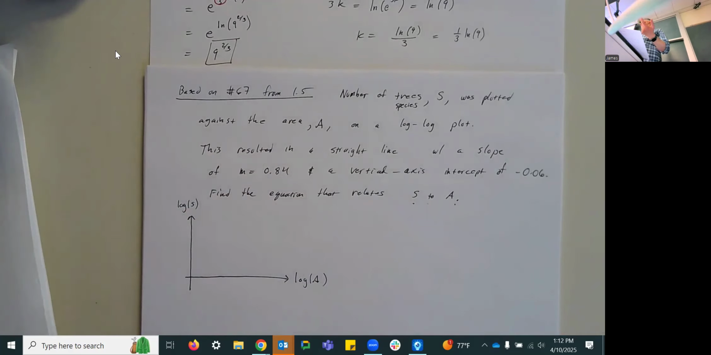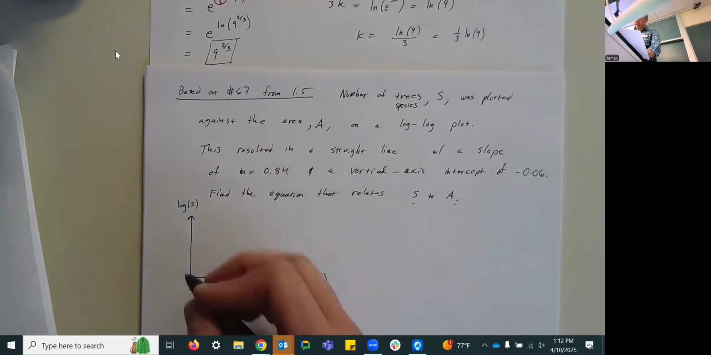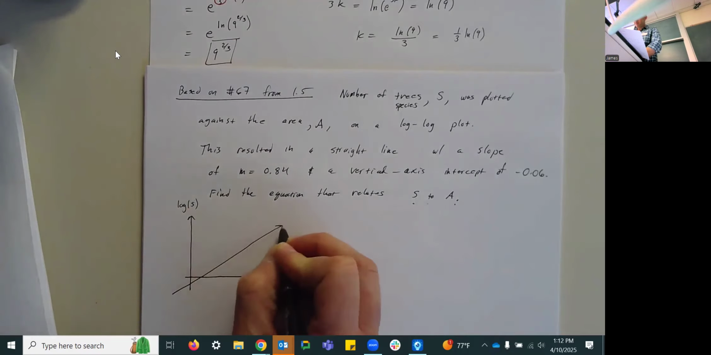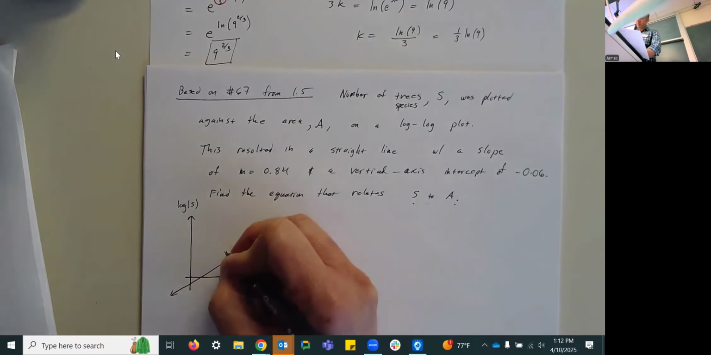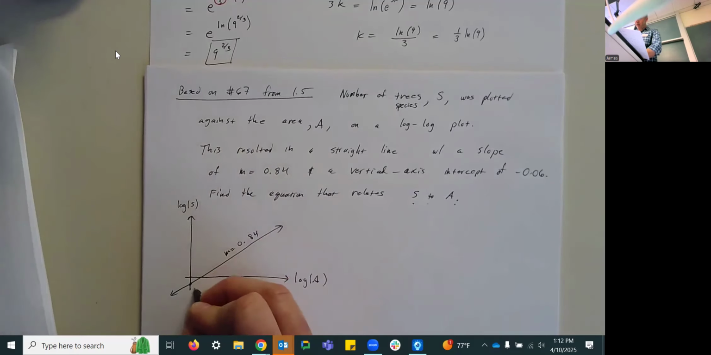It should usually be relatively reasonable to think about what your input is and what your output should be based on what kinds of things you're measuring, but not always. So just be thoughtful. And this is going to look kind of like this, where my slope is 0.84 and my y-intercept there is negative 0.06. Pretty simple line.